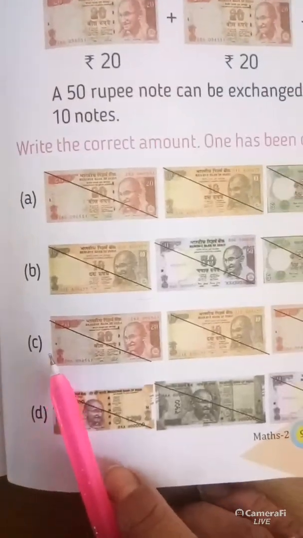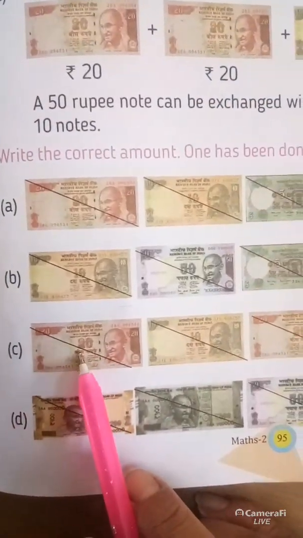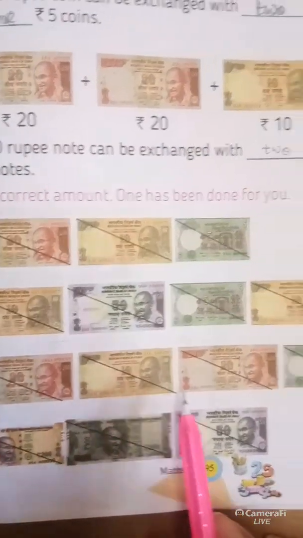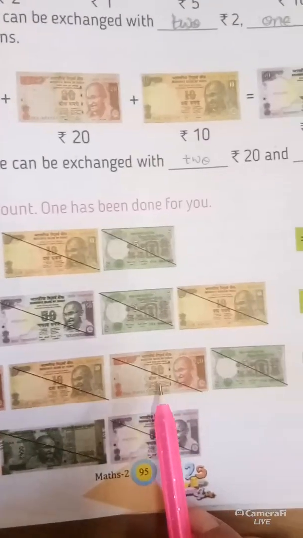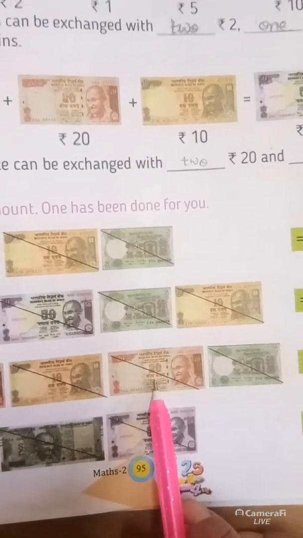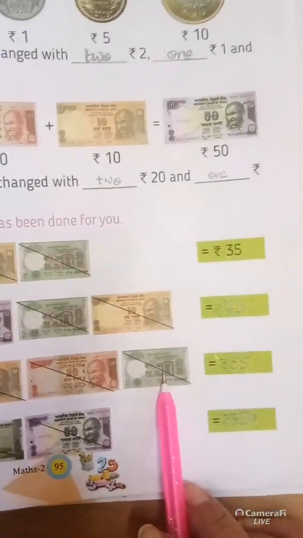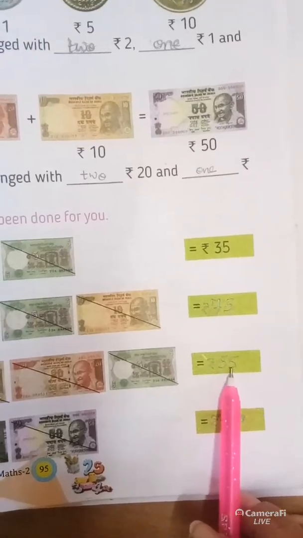Next, number C. Here I have 20 rupees plus 10 rupees plus 20 rupees plus 5 rupees. So 20 plus 10 we get 30. 30 plus 20 we get 50. 50 plus 5 we get 55 rupees. So our total amount is 55 rupees.